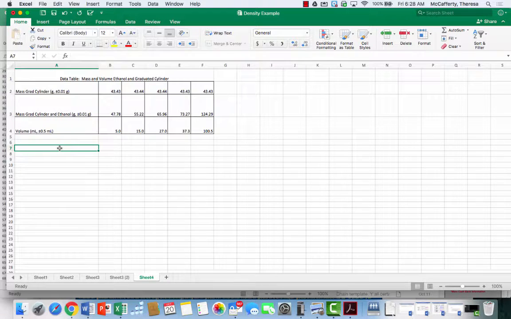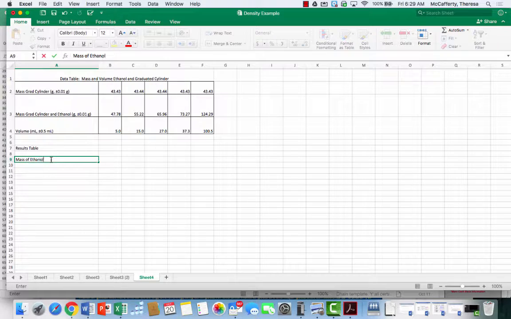Now let's see what we have to do to get the results table. The idea here is we're calculating the density and the uncertainty of ethanol. Okay, so the first thing I'm going to do, I have the mass. Remember, density is mass over volume. So I have the mass of the graduated cylinder, and then the mass of the graduated cylinder with ethanol. I can use those two to get the mass of ethanol. That's going to end up being in grams.